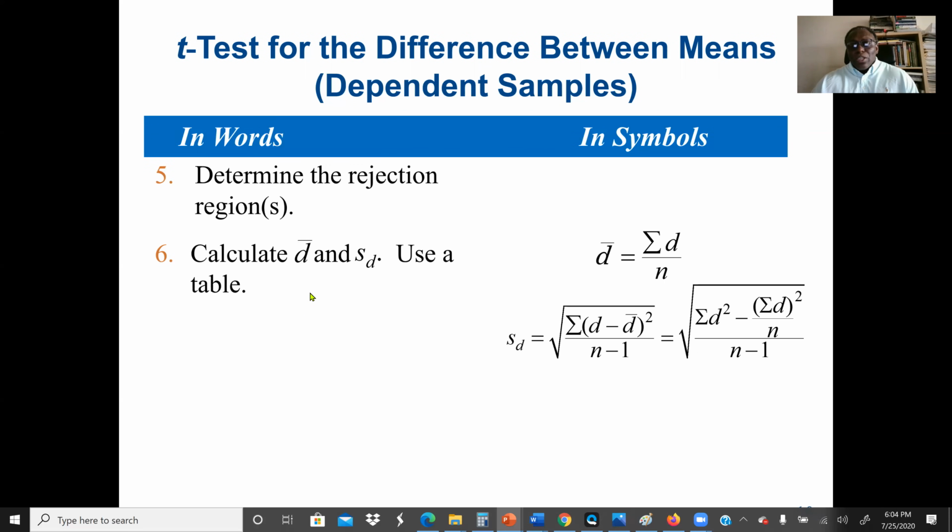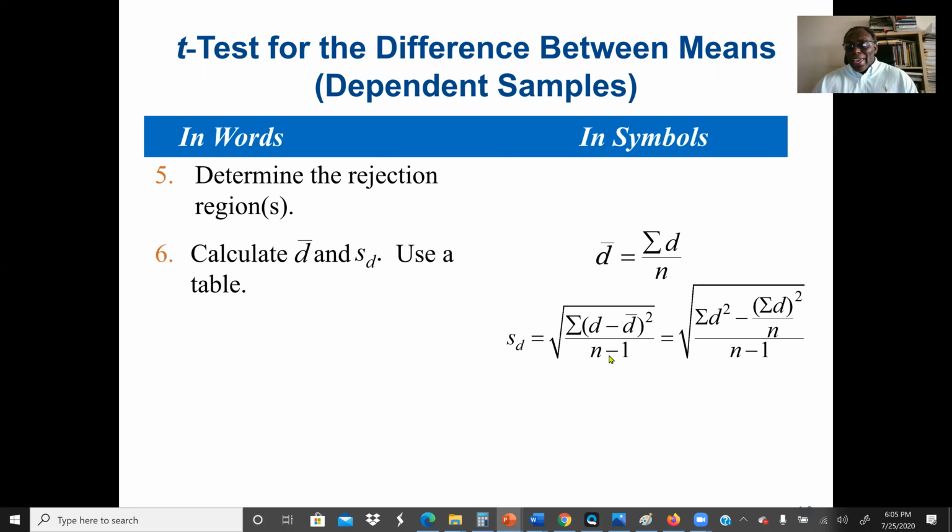So here we have to calculate the D bar and also the SD, which is the standard deviation. Then we use the table. We know the D bar will be the sum of all the D divided by n. Then to find the SD, we say D minus D bar, all squared, plus D minus another D bar, all squared, depending on the size of the sample. We find the difference of each value, each D minus the D mean, all squared, and we sum all.